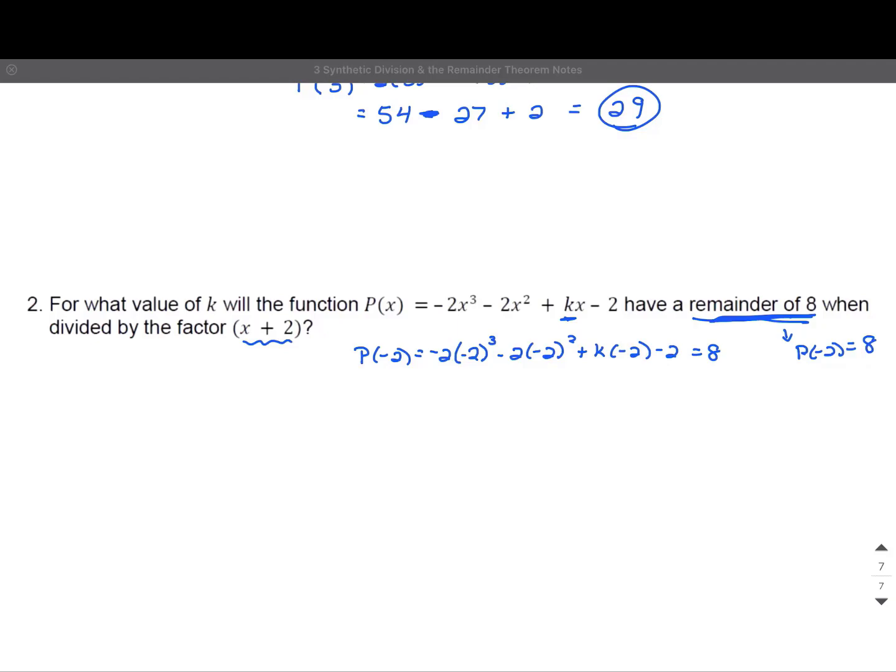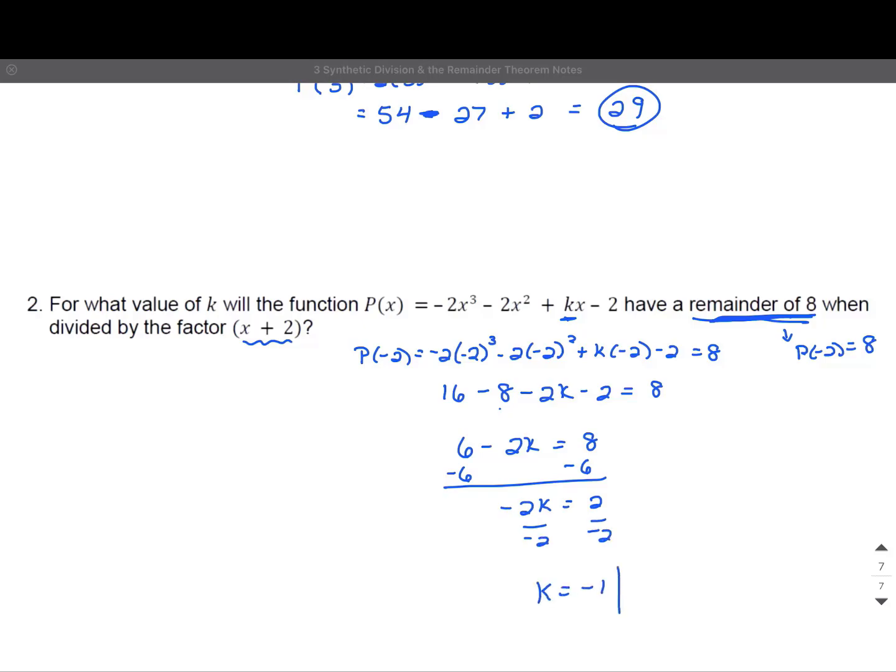Okay, so -2 cubed is -8 times 2 is 16. -2 squared is 4 times -2 is -8 minus 2k minus 2 equals 8. So I'm going to have -10. I'm going to have 6 minus 2k equals 8. Subtract 6 from both sides. -2k equals 2. Divide both sides by the -2, and k is -1. So if we put a -1 in for k, then when we divide by x plus 2, our remainder will be 8.